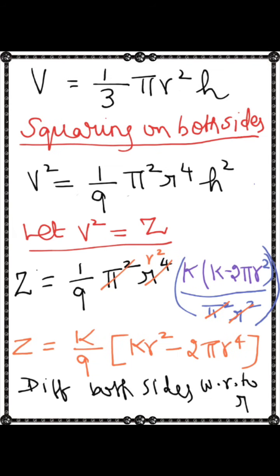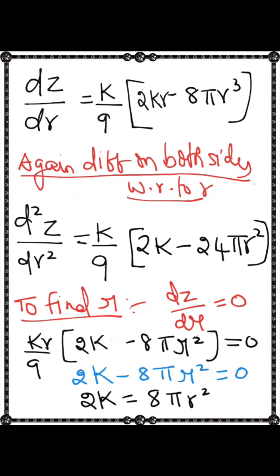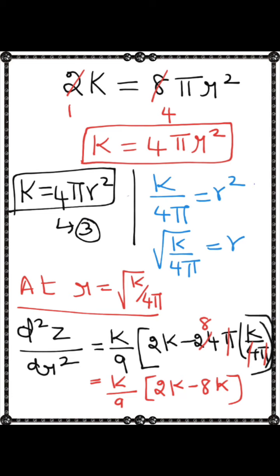And here we are differentiating with respect to r. k is constant, 9, pi, 2, etc. are constant. Only r we are going to differentiate, then the second derivative. Then as usual, equating the first derivative to 0 to find r. And the important thing is, here we have k additionally. After simplification we get k is equal to 4 pi r square. We are going to find k and mark it as a separate equation, and as usual we'll be finding r.